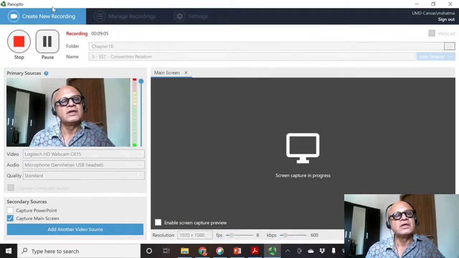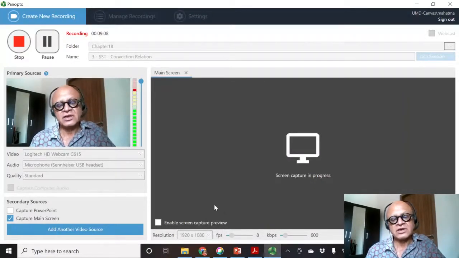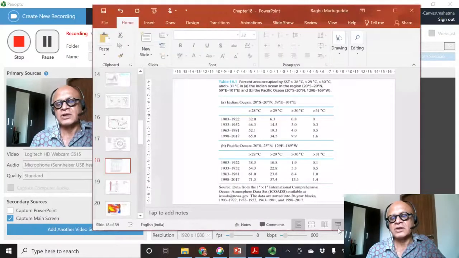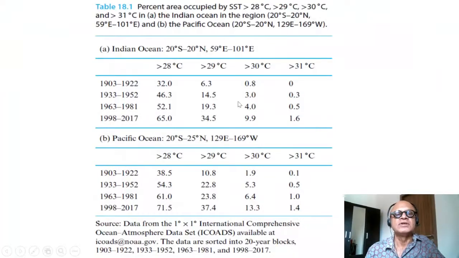So we will look at the trends nonetheless. Maybe I will just include it here as this table. So you can see the percent area occupied by SSTs greater than 28 degrees centigrade, 29 and 30 degrees and so on in the Indian region and the Pacific regions between 20 south and 20 north, and 59 east to 101 east, basically the entire tropical Indian Ocean and the tropical Pacific Ocean. Various periods in the 20th century.